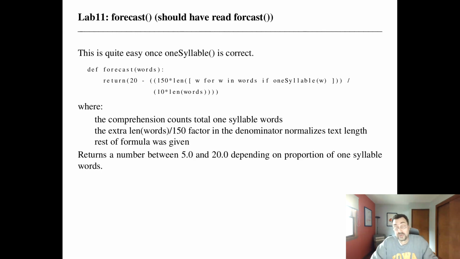In situations like this, it's useful to sort of ask the question, what would happen if every word were one syllable? And what would happen if no word were one syllable? And we can see here by just filling this in, if there are no one syllable words, then this number here is going to be 0, so 0 over whatever is still 0, and I end up with a 20, which is the highest grade level. If, on the other hand, they were all one syllable, then these would all normalize to 1, and the other factors, 150 over 10, would lead me to a 5 grade level, which is the lowest grade level. So you can test this with some simple sentences that have only one syllable or no one syllable, and you can see that that's the right range.